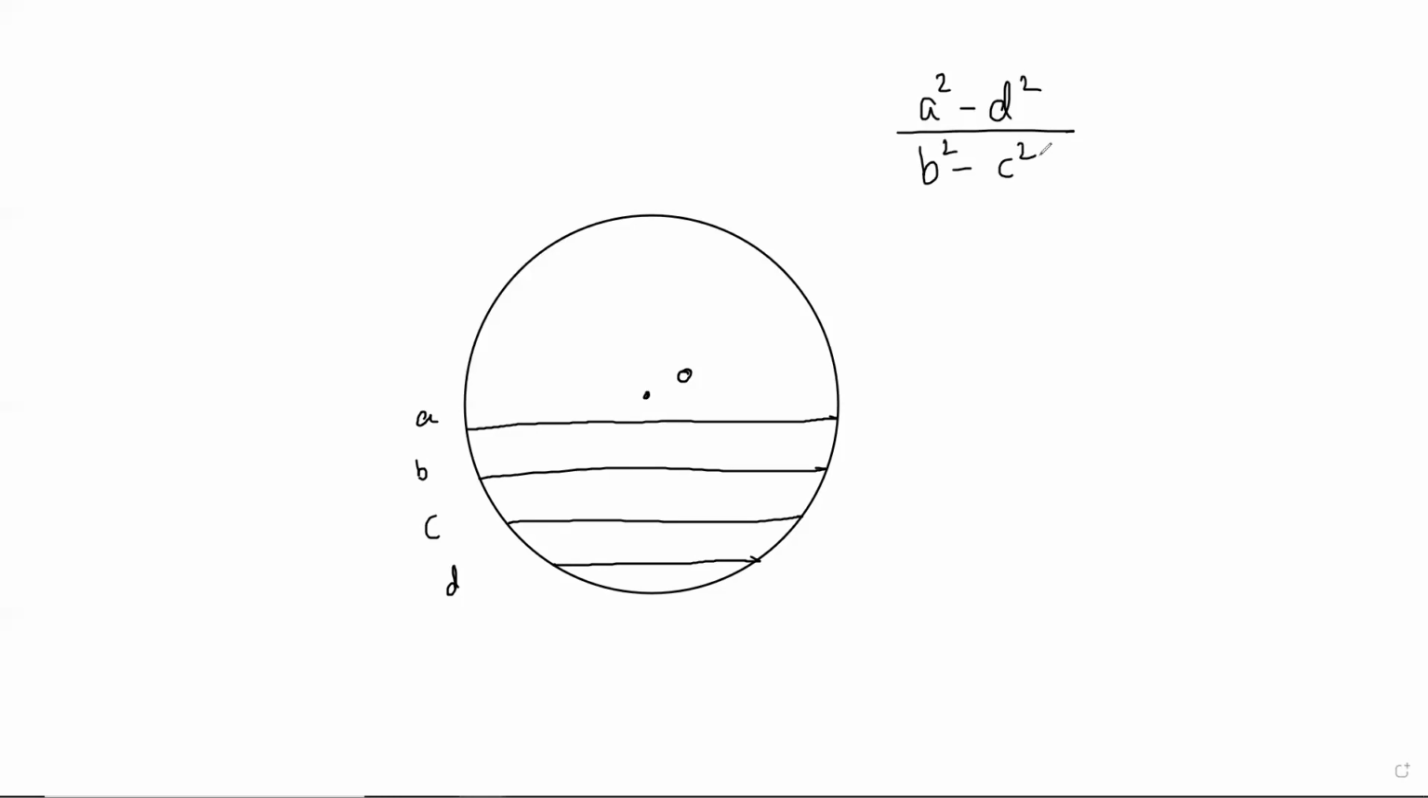Sir, I have taken the radius and used it with Pythagoras theorem. I've just taken it as R and then joined it with the chords. I had first assumed the distance between the chords to be h.